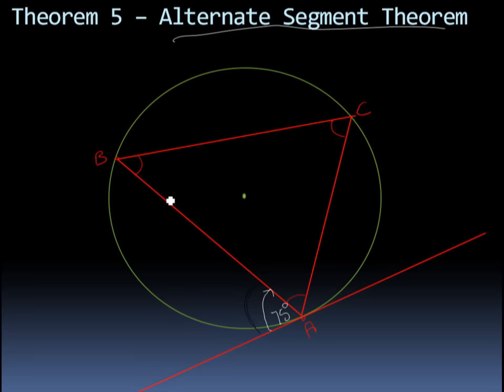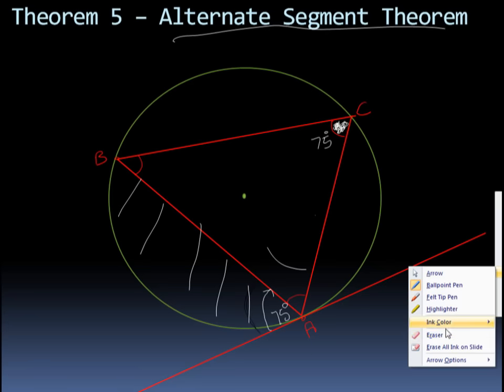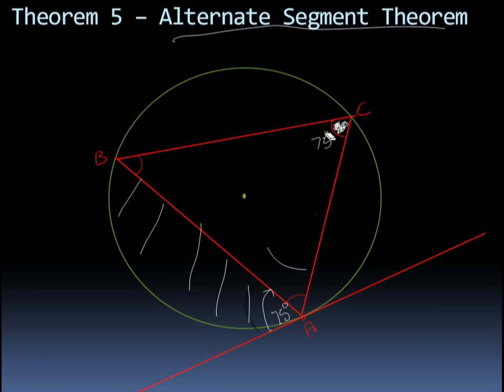So if you look at this, this chord here divides the circle into this segment and this segment, this major segment over here. And which angle is in the major segment over here? This angle right here. So this angle is actually 75 degrees. You think about it a little, that's where that's coming from.